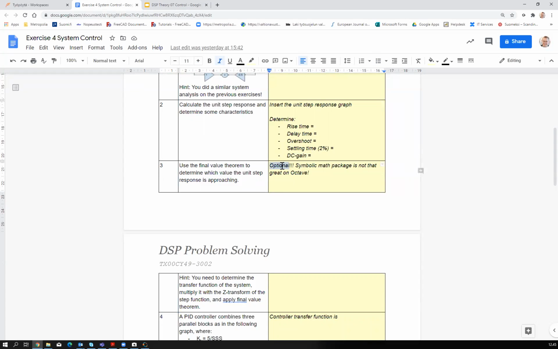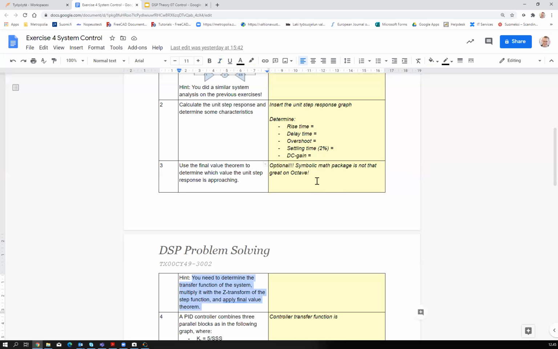Okay, this is an optional part. MATLAB has excellent symbolic math calculation. Octave does not. It's based on the Python symbolic package, and okay, it works, but from my point of view, I'm not going to confuse you with that package. It's rather confusing to use. But anyway, if you are into it, then basically you can do it.